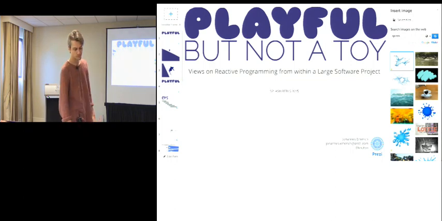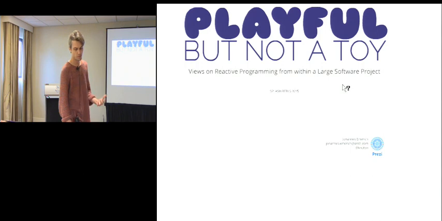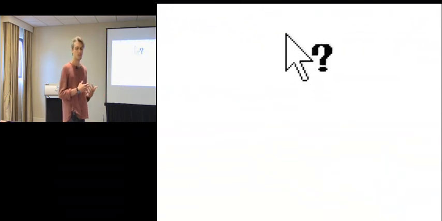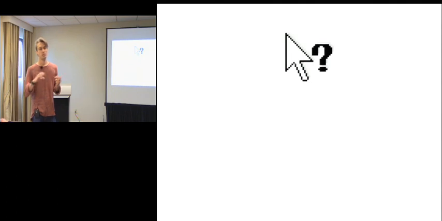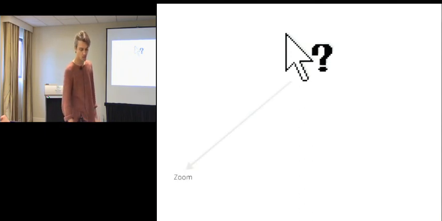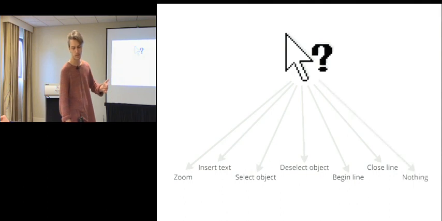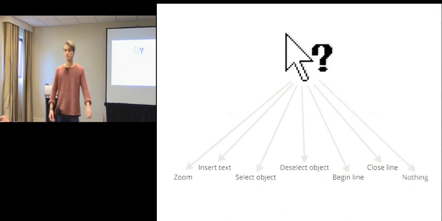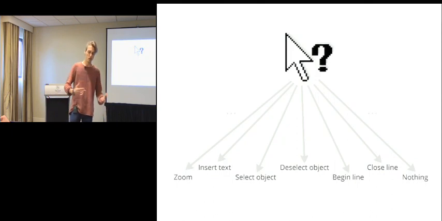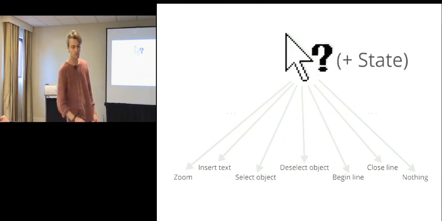for Prezi. So in the editor, really what you do most of the time is you have to think about if the user does some kind of action, what does that mean? What has to happen in reaction to that? And it can mean actually many different things. So you may want to zoom, insert something, select, deselect, begin, close a path, nothing at all, or many more things. And why all these different options? Well, it's not arbitrary, but of course, it depends also on the state of the application at the time of the occurrence of the event.